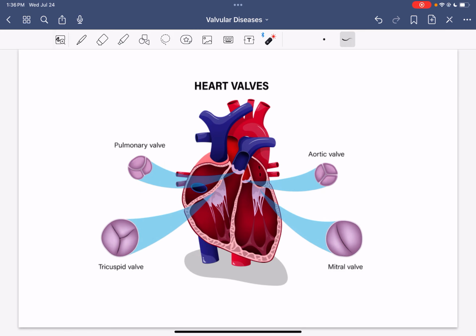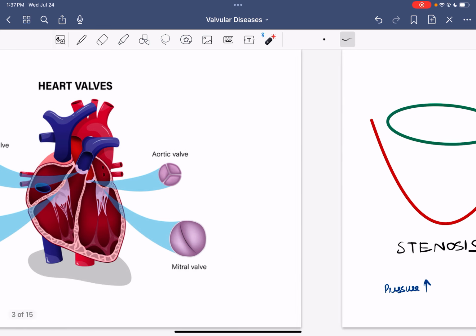See, we all know the four major heart valves, right? The aortic valve is present between the left ventricle and the aorta, and you have the mitral valve present between the left atrium and the left ventricle. You have the pulmonary valve, which guards the pulmonary trunk from the right ventricle, and then you have the tricuspid valve, which is present between the right atrium and the right ventricle. So remember the four important valves. We will be seeing some diseases that affect these valves.